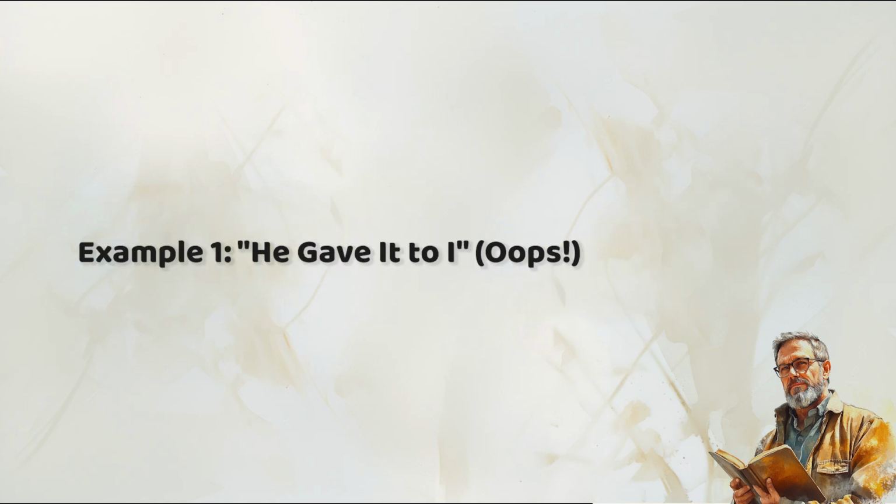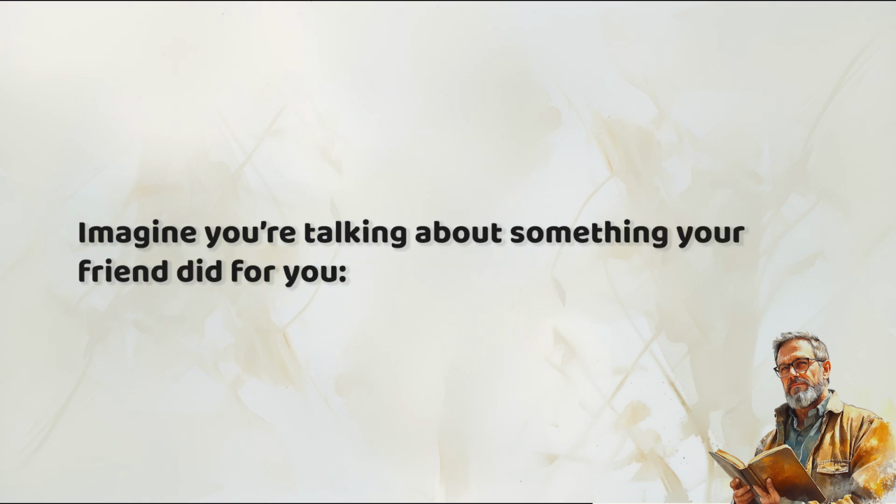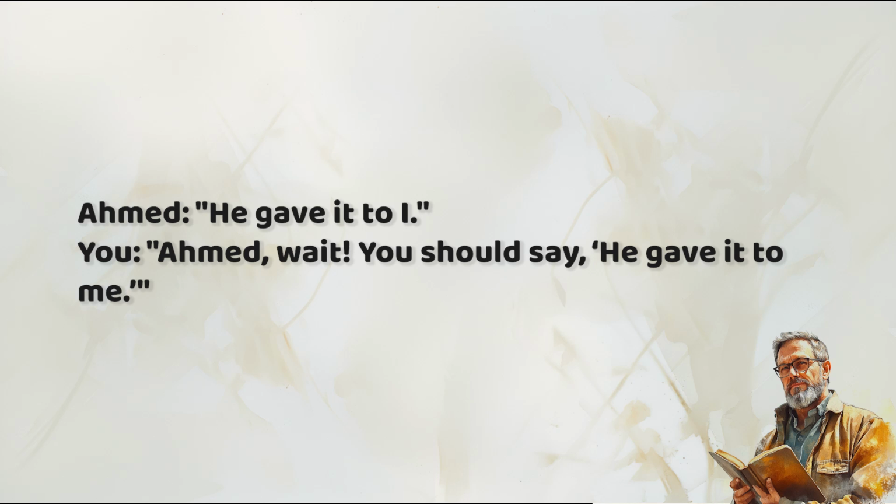Example 1. He gave it to I. Oops. Imagine you're talking about something your friend did for you. Ahmed: He gave it to I. You: Ahmed, wait. You should say, he gave it to me.